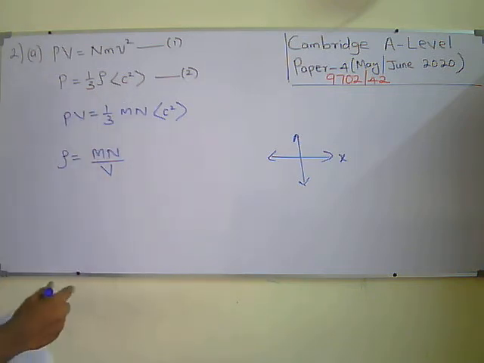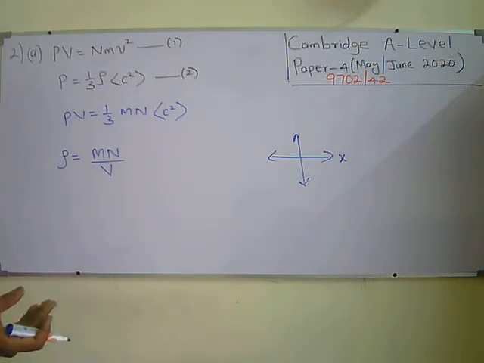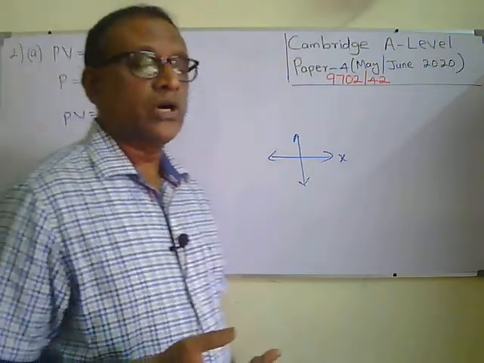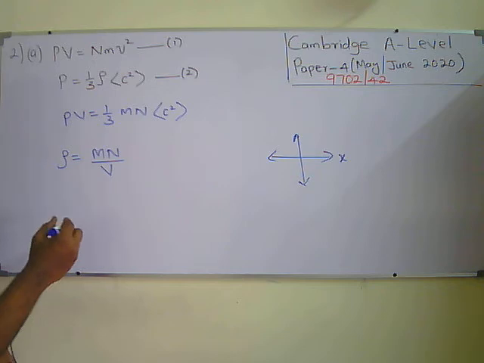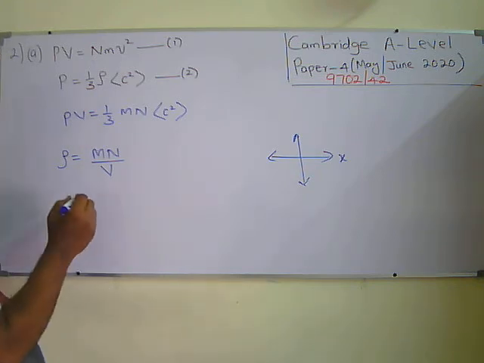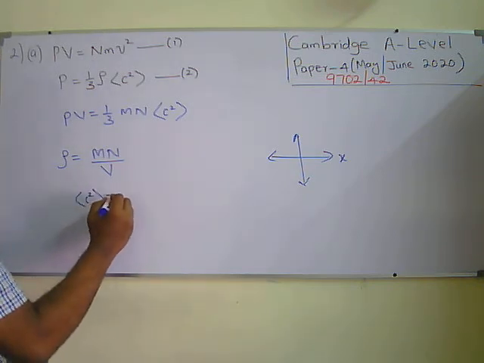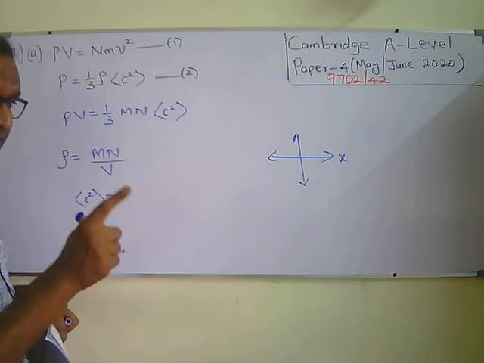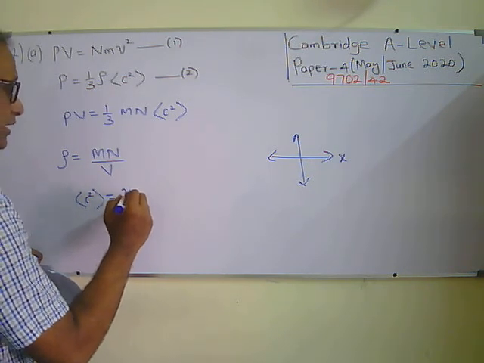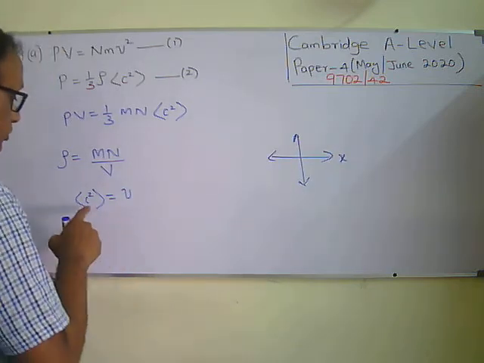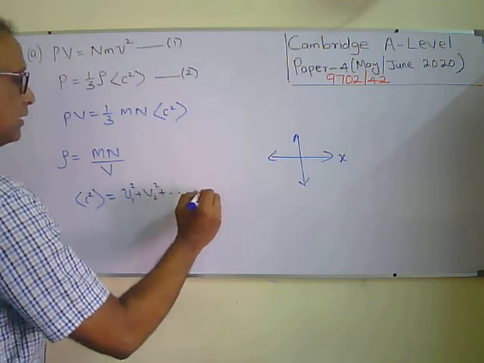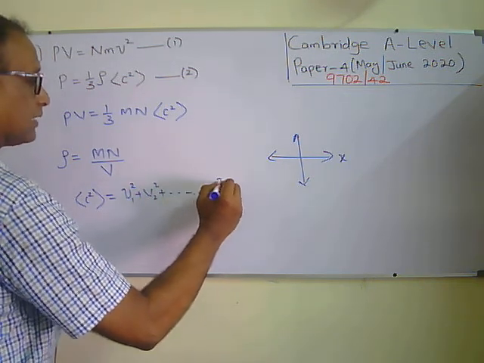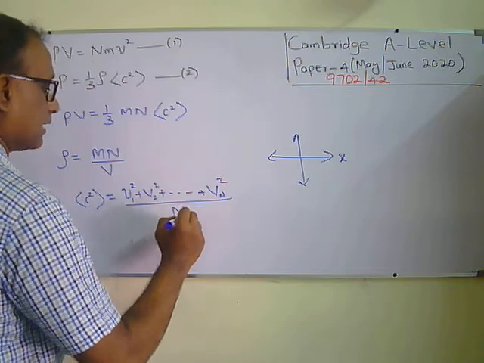Next one is c squared. What does c squared mean? Different molecules have different speeds at an instant because they collide among themselves. So you can't expect all the gas particles to have the same speed. At an instant, we consider the mean square speed. If there are n molecules at an instant with different speeds such as v1, v2, v3 up to vn, then the mean square speed is given by (v1 squared plus v2 squared plus up to vn squared) divided by n. That is the mean square speed.